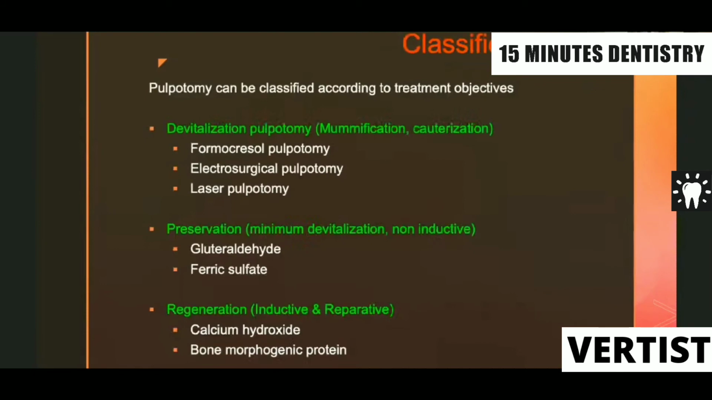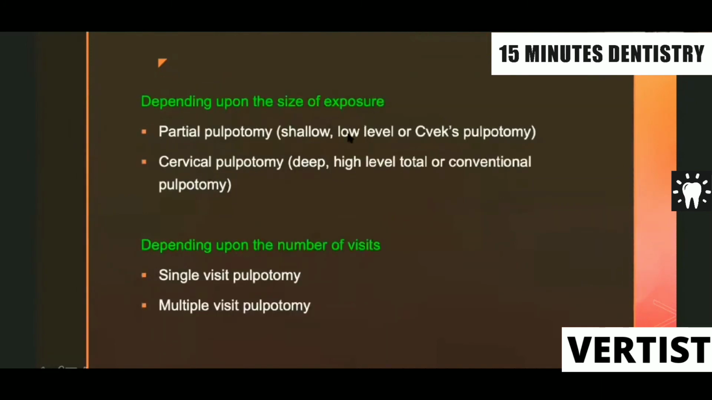The different techniques or classifications are: you do a devitalization pulpotomy, which can be pharmacosurgical, electrosurgical, or laser. You do a preservation pulpotomy, that is glutaraldehyde or ferric sulfate, a regeneration inductive or reparative one, that is with calcium hydroxide or bone morphogenetic protein, or you do, depending on the size of exposure, a partial pulpotomy or a cervical pulpotomy, and depending on the number of visits, a single visit or a multiple visit. If you open Grossman, you will get all these things in detail.